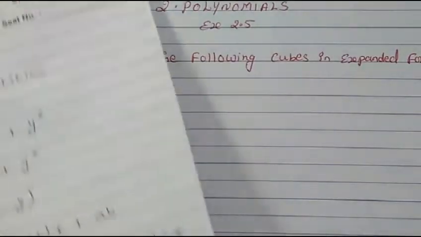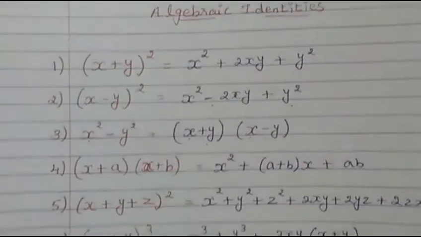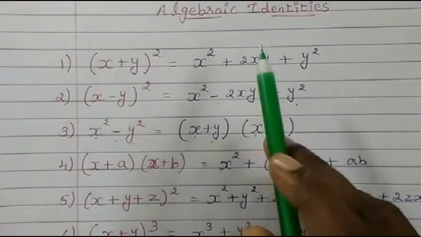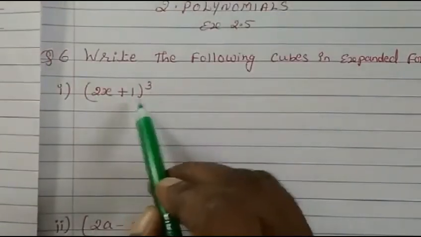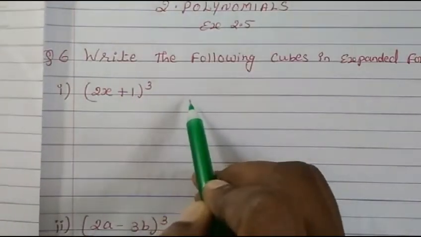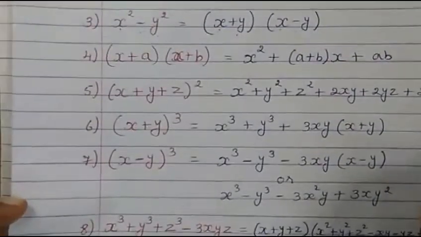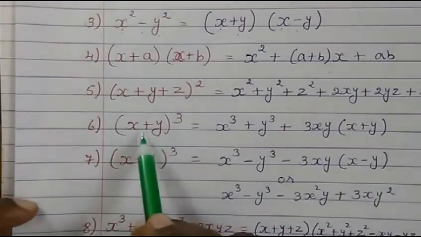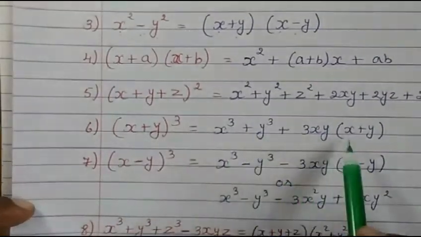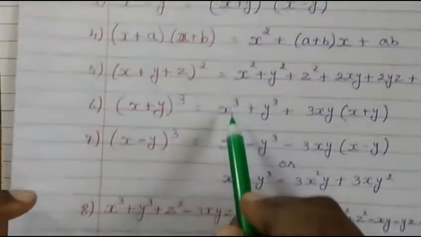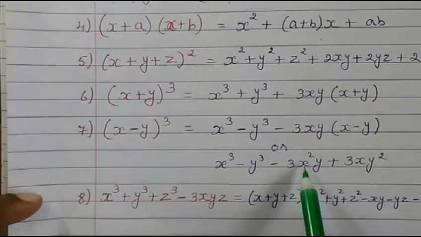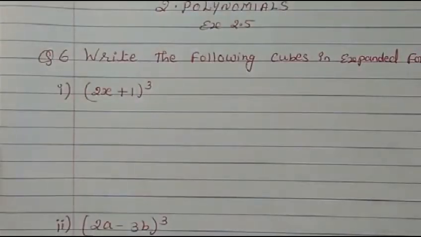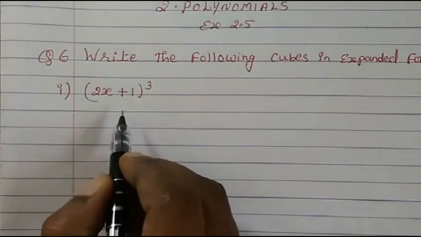Already I have explained to you, you have the algebraic identities in your textbook. This whole set of algebraic identities you have to study in order to solve exercise 2.5. So here what we have to do is write the expansion form of the cube. So let's see here, for cubes we have the sixth identity, x plus y whole cube. This is the expansion form we have to write. If it is minus, then you have to write this form, either this or this, anyone you can write. So let's solve it quickly. So what is the expansion form of it?